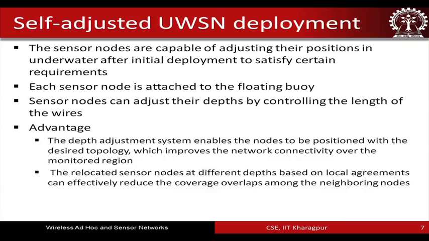The advantages are like this: the depth adjustment system enables the nodes to be positioned with the desired topology, which improves the network connectivity over the monitored region. So, this is one advantage. The second advantage is that the sensor nodes relocated to different depths based on local agreements can effectively reduce the coverage overlaps among the neighboring nodes. So, these relocation mechanisms of nodes at different depths can improve the overall performance in terms of coverage, and that way the overall performance of the network also gets improved.